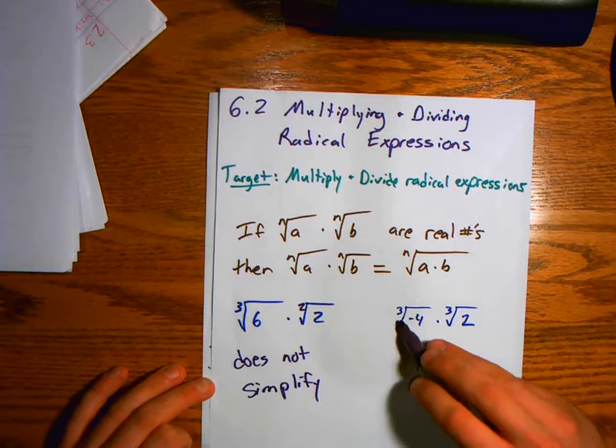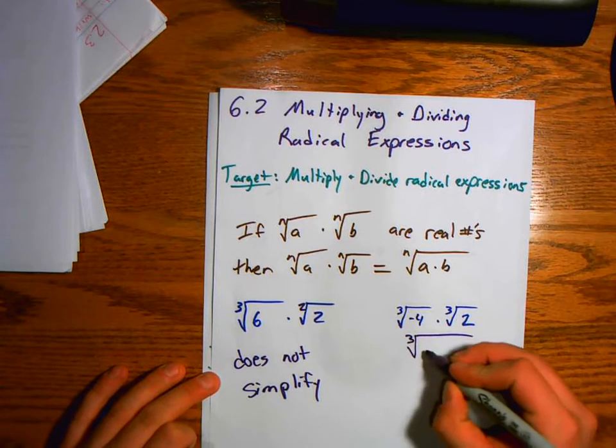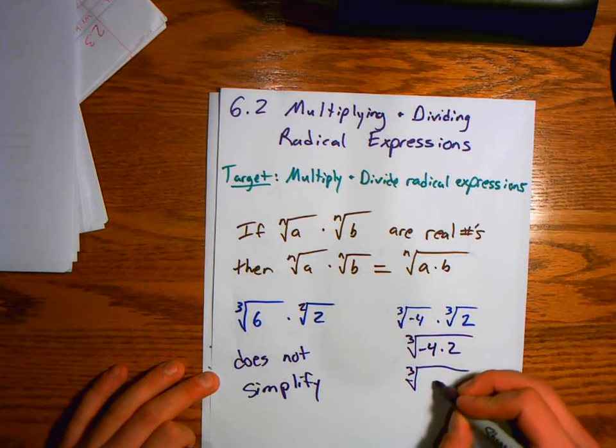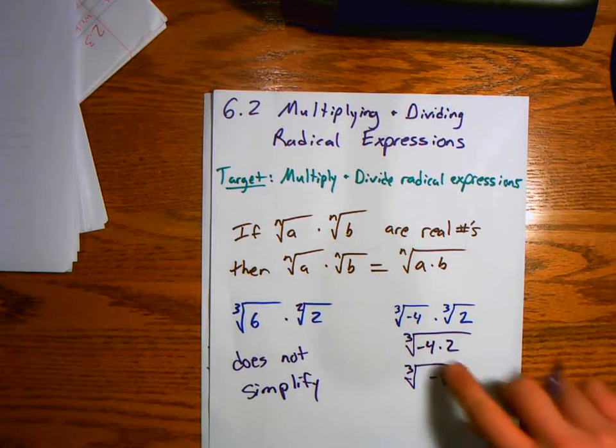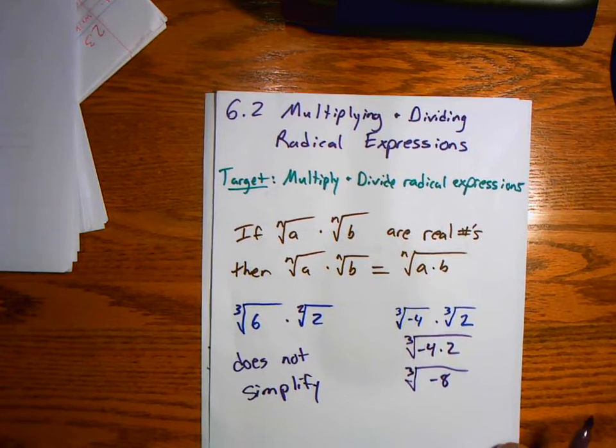Looking at an example with ones that do have the same numbers on the outside, you can rewrite them as the cubed root of -4 times 2, which is the cubed root of -8. So all you do is combine the numbers on the inside and keep your cubed root here on the outside.